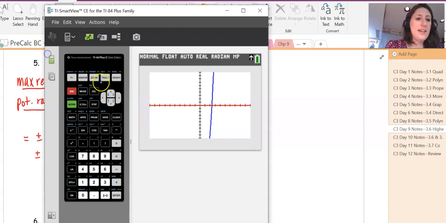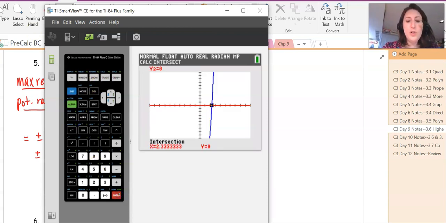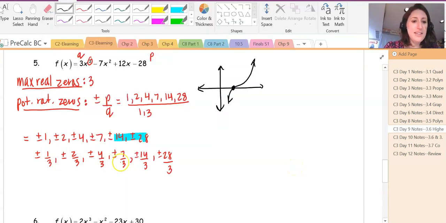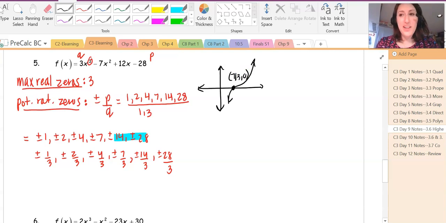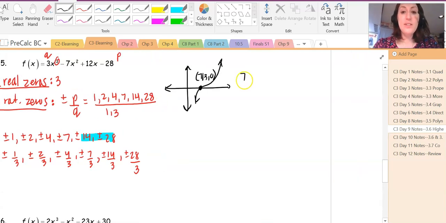All right, so second trace 5, enter, enter, enter. 2.33333. So 2.33333 is 7/3, I believe. And now this is when you're going to need to use synthetic division to factor this. Okay? We only have one of our solutions. What that means is the other remaining two are going to be imaginary. So 7/3 is what we will do our synthetic division with.